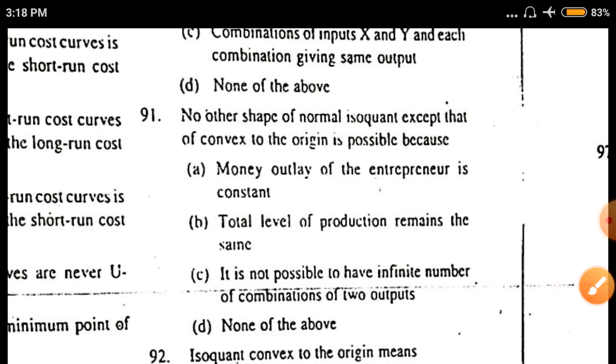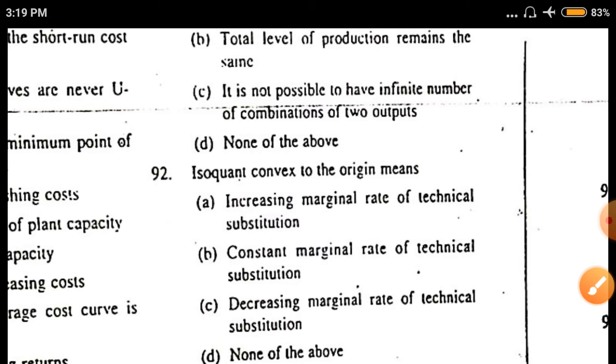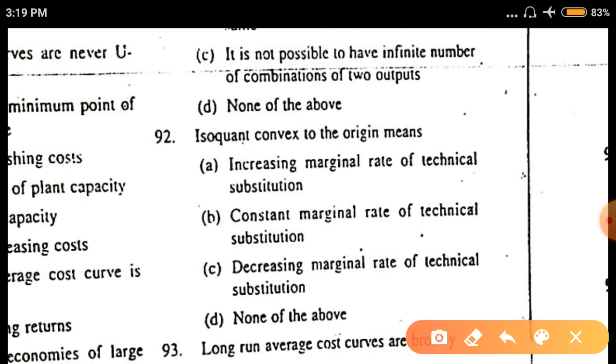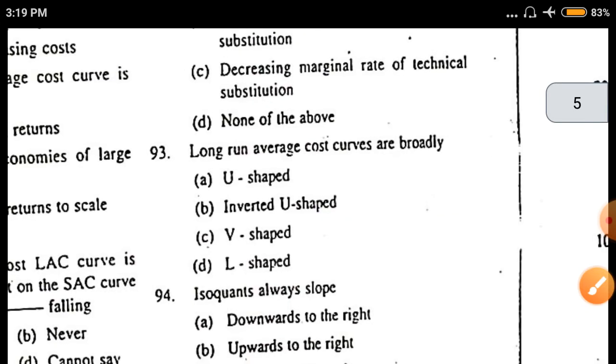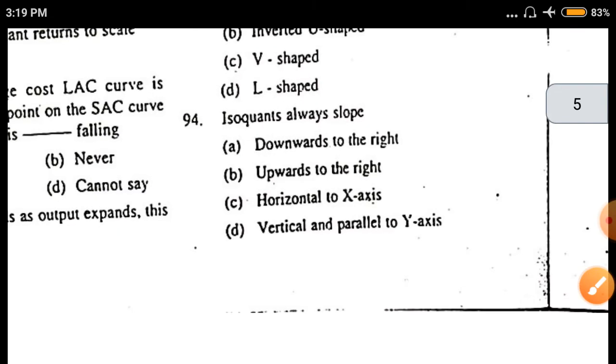Question number 90. No other shape of normal isoquant except that of convex to the origin is possible because the total level of production remains the same. Isoquant convex to the origin means decreasing MRTS, that is marginal rate of technical substitution. Long run average cost curves are U-shaped. Isoquants always slope downwards to the right.